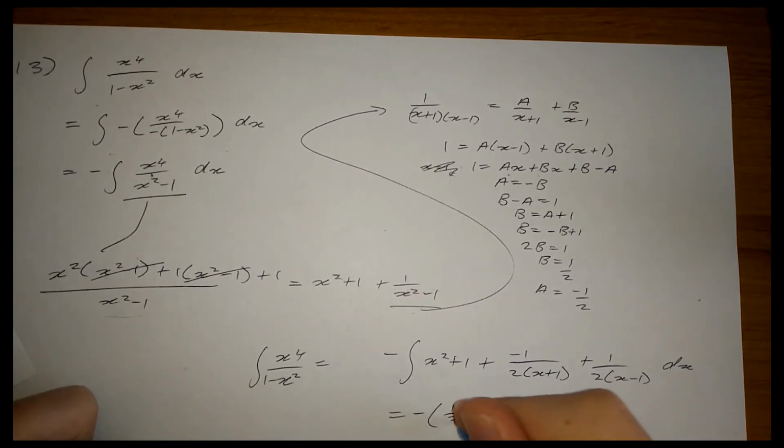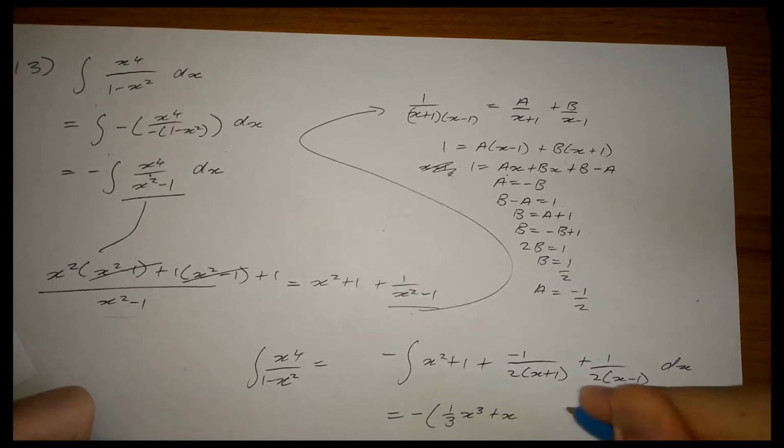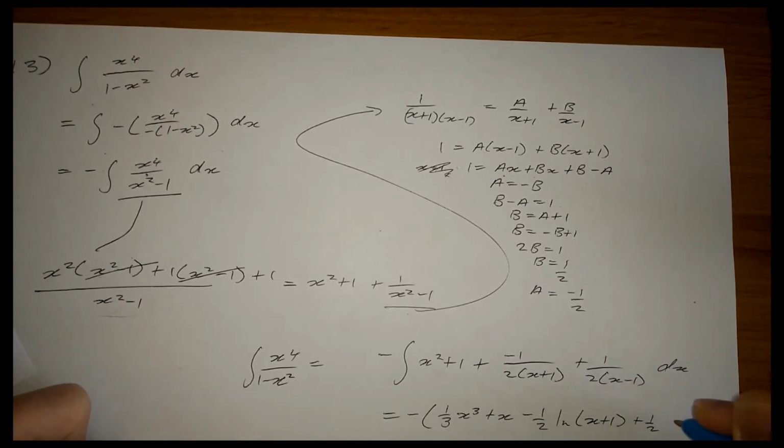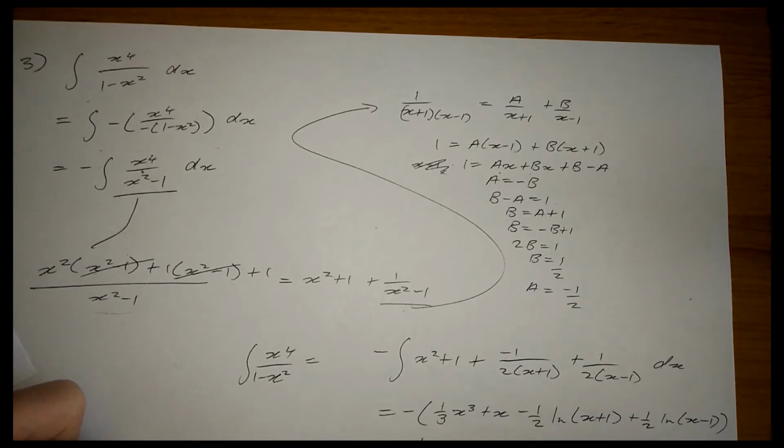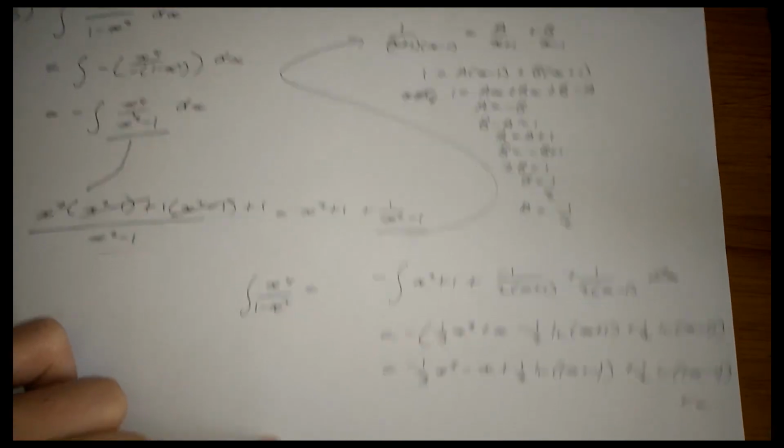That is just 1 on 3 x cubed plus x minus a half natural log of x plus 1 plus a half natural log of x minus 1. And just simplify this again. Add in our absolutes, because why not? And don't forget our plus c at the bottom.